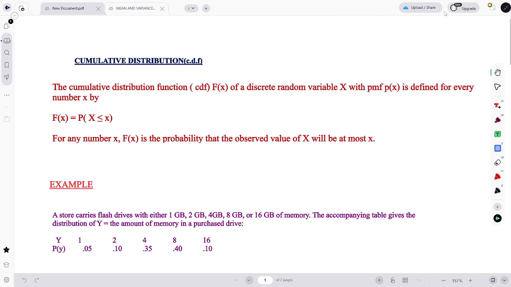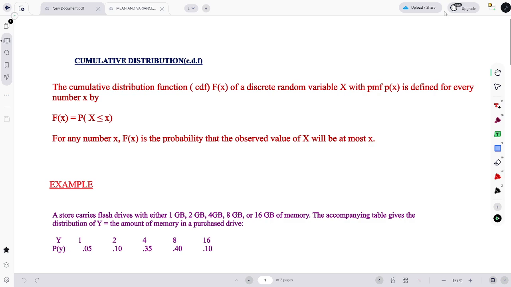Today we are going to discuss the topic cumulative distribution, which can be written as CDF in short. Now we can look at the definition. The cumulative distribution function CDF, denoted by capital F of x, of a discrete random variable X with PMF p of x is defined for every number x by capital F of x equal to P of X less than or equal to small x.